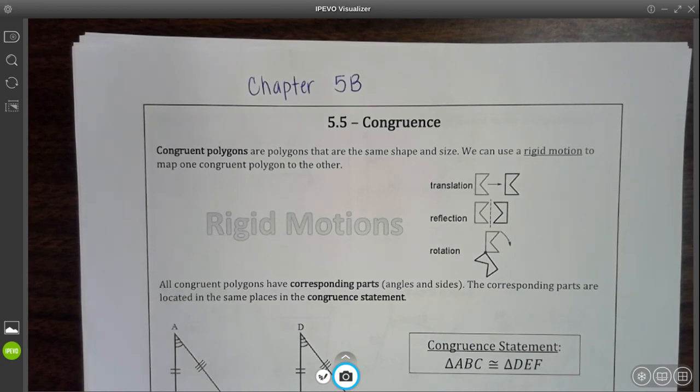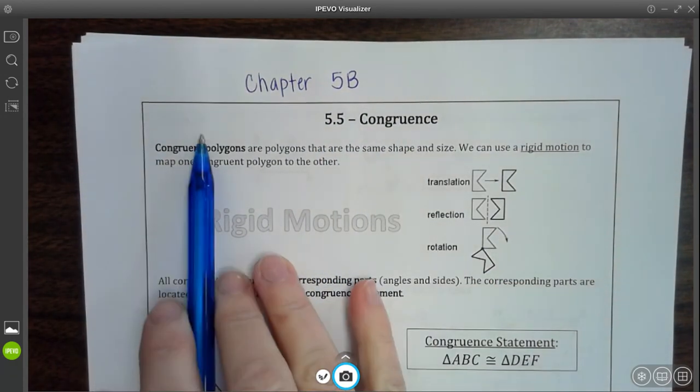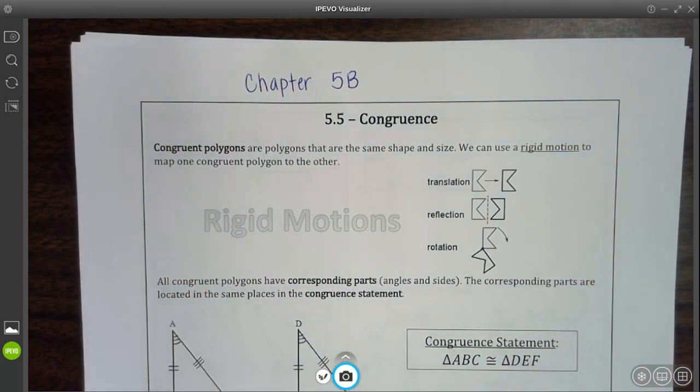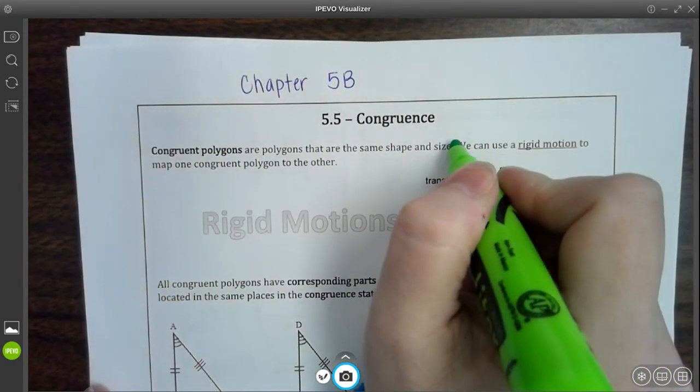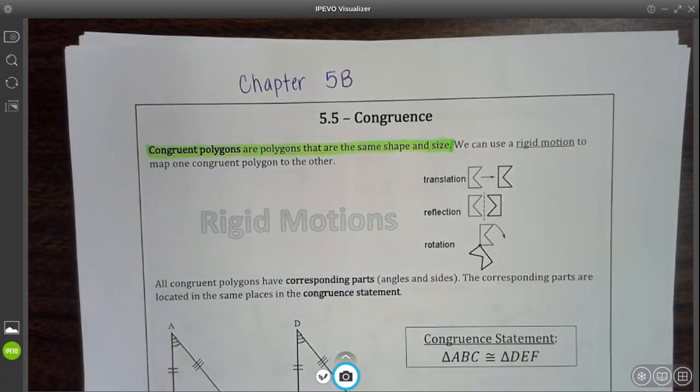Okay, we are starting chapter 5B, which is about a lot of different types of transformations and understanding congruence. So let's get started. Section 5 is about congruence, and we talked about congruence a little bit in the last chapter, 5A. Congruent means same shape and size. So congruent polygons are polygons that are the same shape and size. We use what's called a rigid motion to map one congruent polygon to the other.